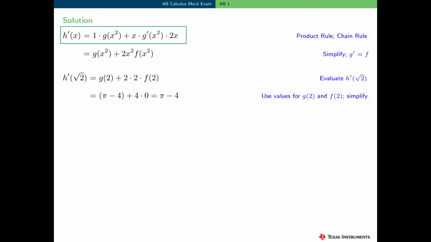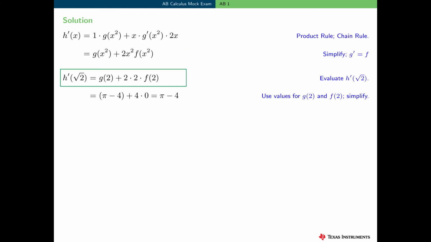All right, let's use these concepts and start by finding h prime of x in general. Use the product rule and the chain rule. And then remember that g prime equals f. Now, use this general expression to evaluate h prime of the square root of 2. g of 2 we found in another part of this free response question. It's pi minus 4. And f of 2 is read from the graph given in the statement of this question. A little simplification, and the final answer is pi minus 4.